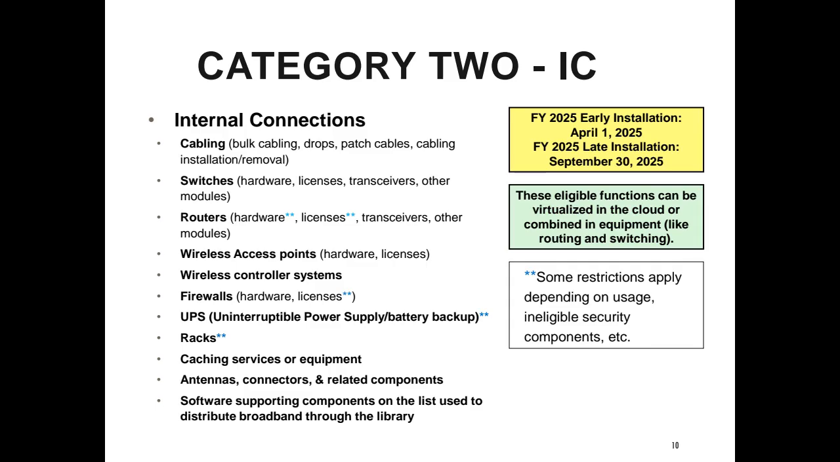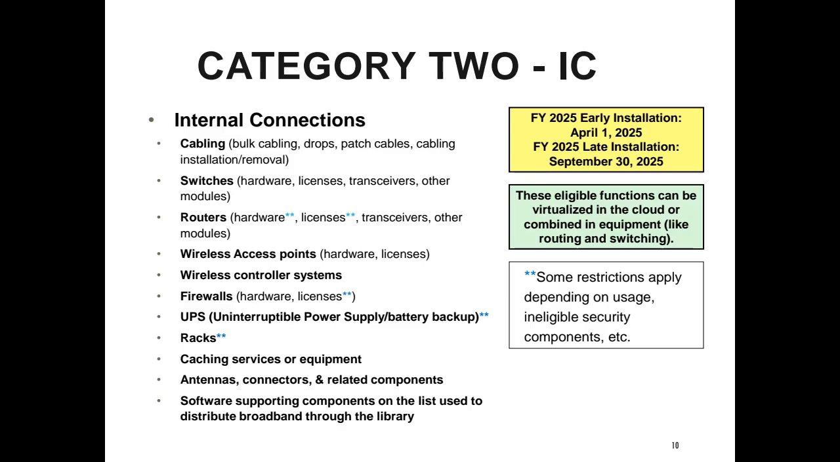And so category 2 is split into 3 service types. First up is internal connections. That is the most common request that Kentucky libraries make under category 2. So this involves the networking equipment, licensing, or cabling needed to get that connectivity throughout your building. So we've had libraries request discounts on a cabling project to take out old cabling and put in new cabling to support a faster speed, or do cabling in a new construction building.